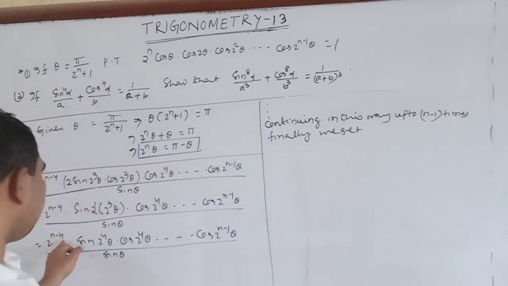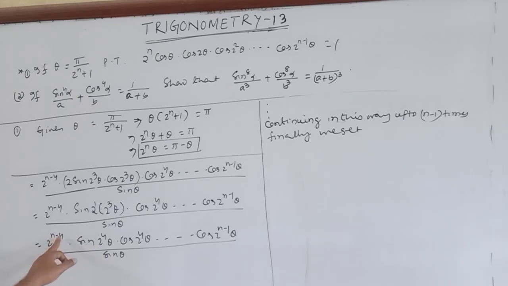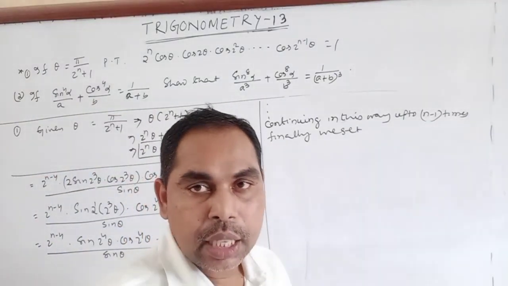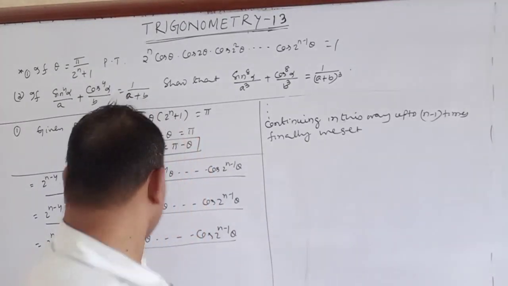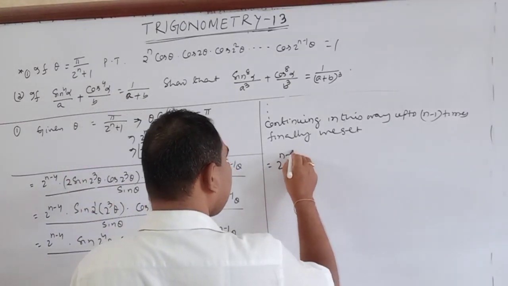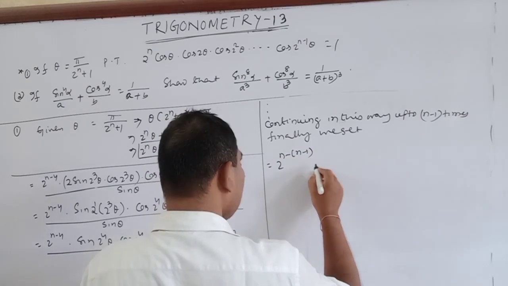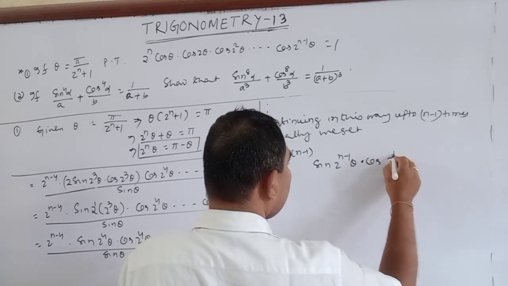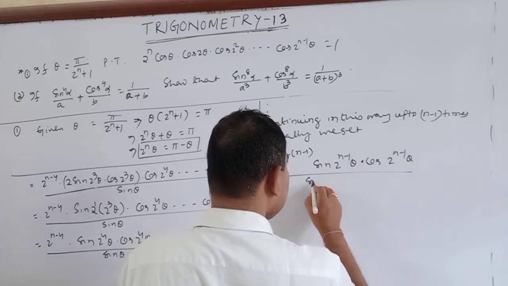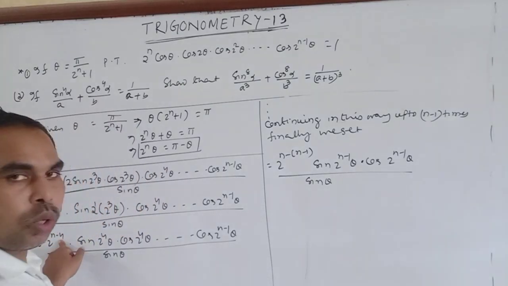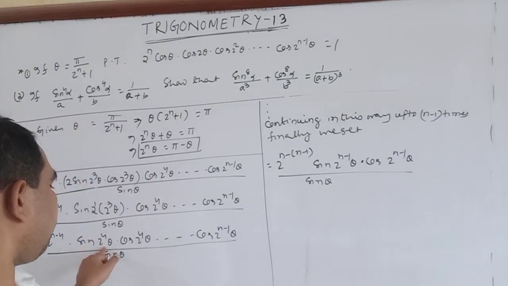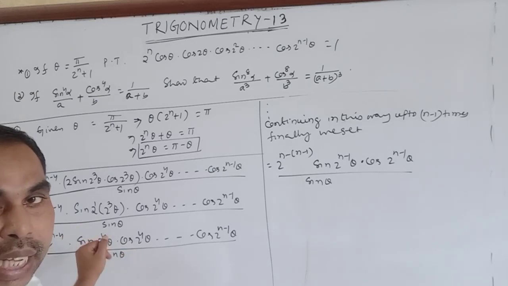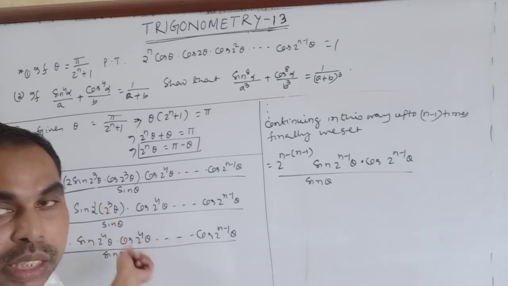Look, this is 4 times, so 2^(n-4), 4 times means 2 to the power 4. So 4 times becomes n minus 4, and n minus 1 times gives 2^(n-(n-1)). So this is equal to 2^(n-(n-1)) into sin 2^(n-1)θ into cos 2^(n-1)θ divided by sin θ.